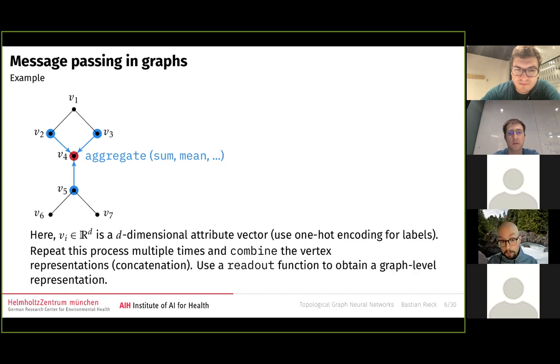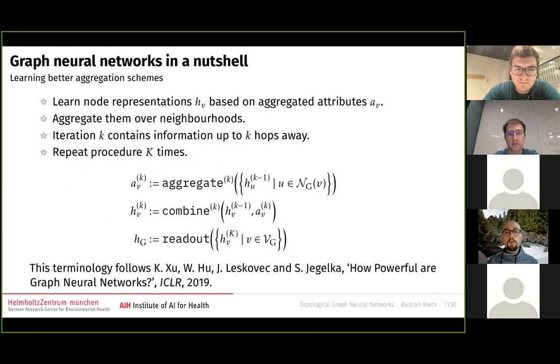You can also repeat this process multiple times, of course, and later on combine these high-dimensional representations using concatenations. And then you can use a readout function, which, for instance, could perform graph-level pooling in order to obtain a graph-level representation. And this representation can then subsequently be used for classification or for regression or for whatever task you had in mind. So that's the overall building block of a graph neural network architecture.